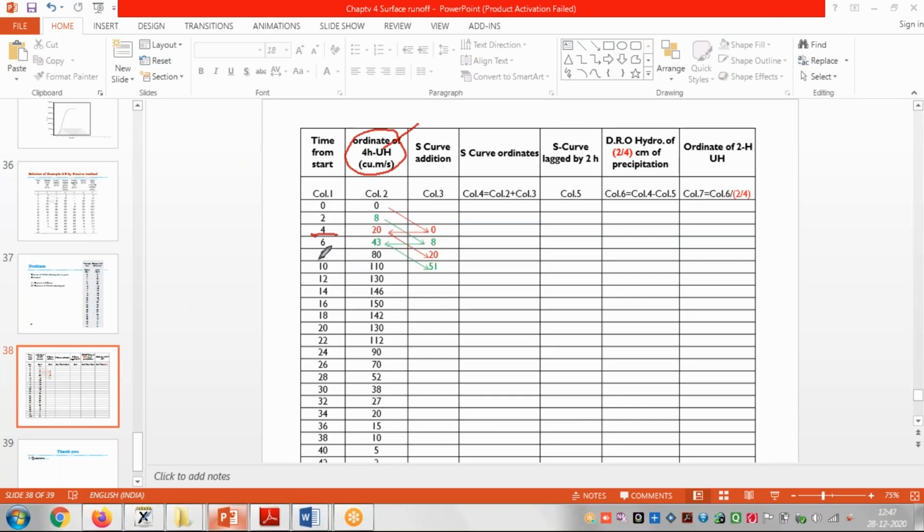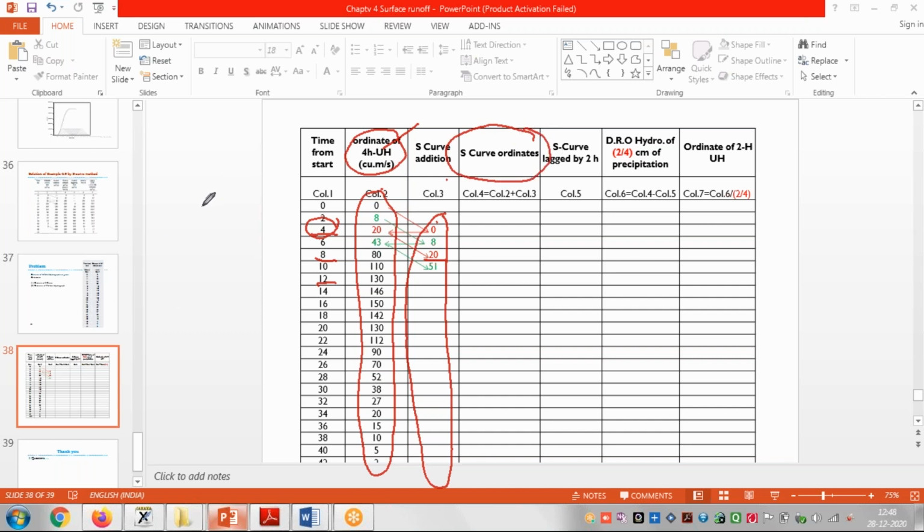Here it is 4-hour, then after 8-hour, this one is here, then after 12-hour, we will write. See, the same ordinate is here, right? This ordinate we are writing after 4-hour, means lagged by 4-hour. Same ordinate 0, 0, 8, 20, 21, 3, likewise. We will write the same ordinate lagged by 4-hour, right? When we add column 2 plus column 3, we will get the S curve ordinate.